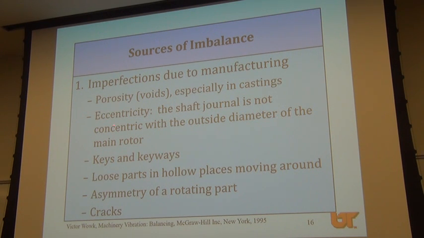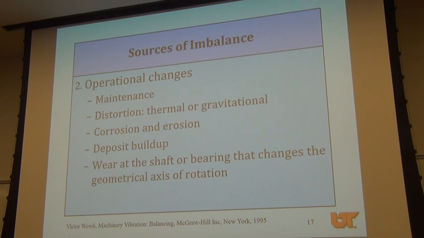So this is a list of what may be the reason: porosity, eccentricity, keys and keyways. The shafts have keys to support one piece to the other piece. Loose parts in hollow places moving around, that may not be very common. Asymmetry of a rotating part, cracks in the shaft or in the device itself. So these things can cause imbalance.